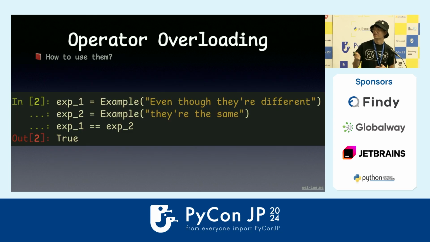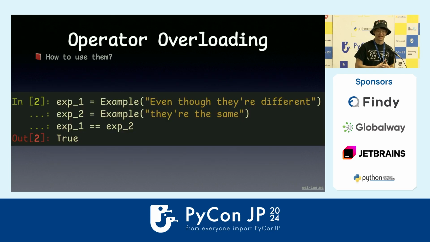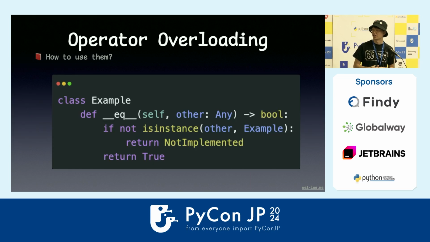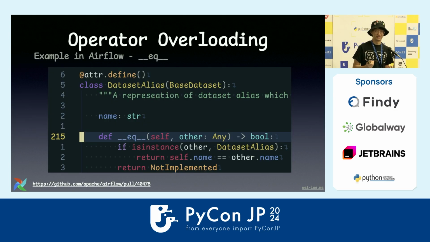So yeah, I probably should define an init here, but that's skipped in this case. But yeah, you get the idea. Even though the two objects don't have the same string attribute, if you compare them, it will return True because this is how we define it here. Whenever both objects are example, then we should return True. And yeah, this is fairly easy.